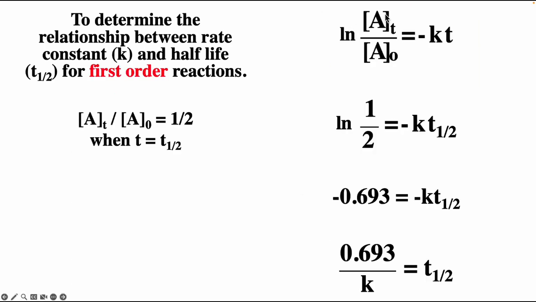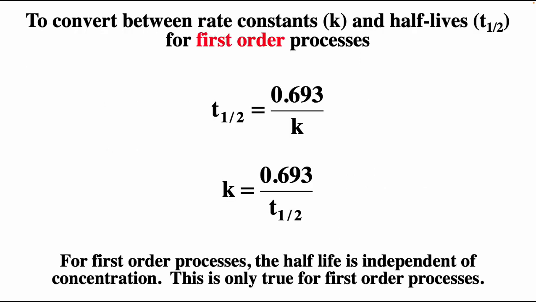So here we have natural log of concentration at time t over initial concentration equals minus kt. And so if we're looking for the half-life, we plug in a half for that fraction, label t our half-life, and we get this. Now natural log of a half is minus 0.693. And so if we divide both sides by minus k, we get 0.693 over k is equal to the half-life. And so if you're given the k and you want the half-life, you just take 0.693 divided by the rate constant, which gives you the half-life. k is equal to 0.693 divided by the half-life. And so you can calculate the half-life from k and k given the half-life.